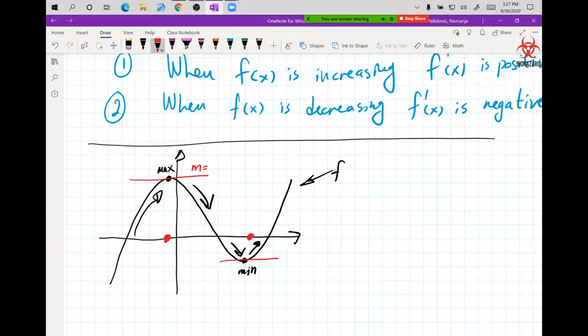M equals X. No, horizontal line. Y equals X is a 45-degree line. That's Y equal X, and the slope is 1. Now, how about the horizontal line? What's the slope of the horizontal line? 0. 0, perfect. Slope is 0 on the horizontal line because it's not sloped.